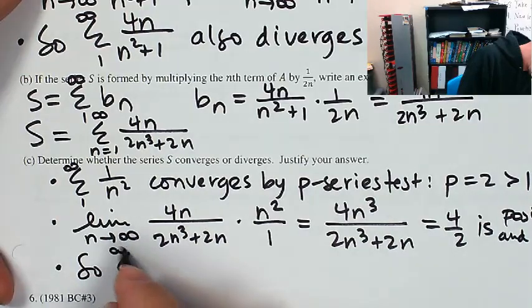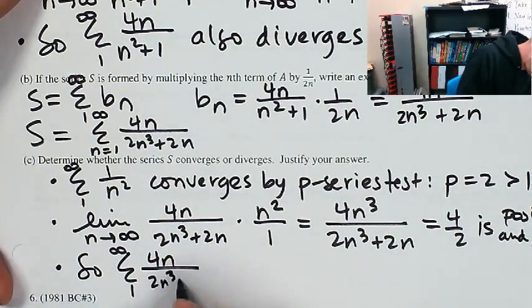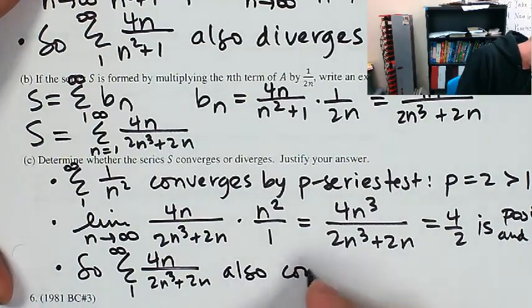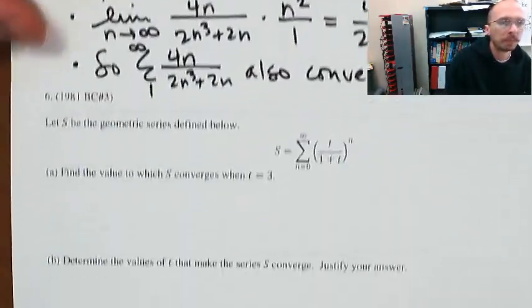So the sum from 1 to infinity, I could have written S here, but I already went too far, so I'm going to say it also converges. Okay, so that was a good limit comparison test problem.